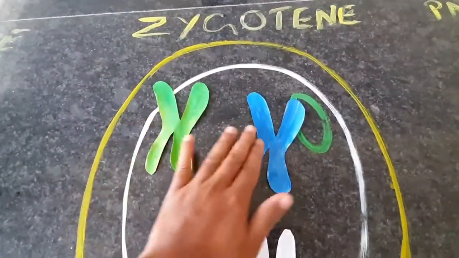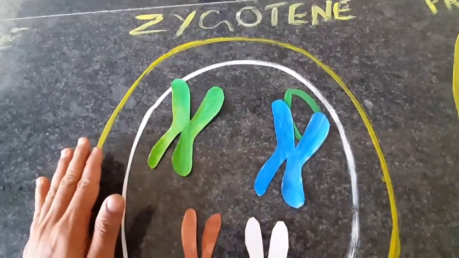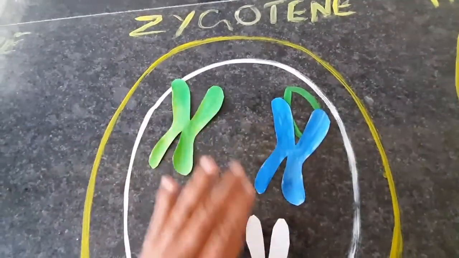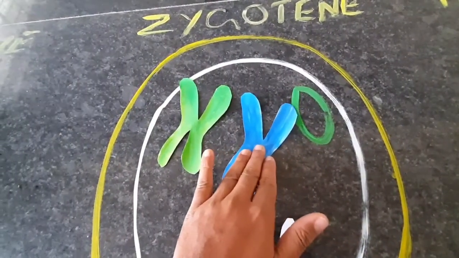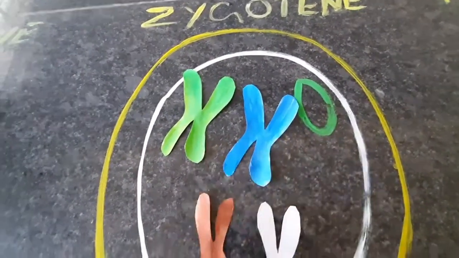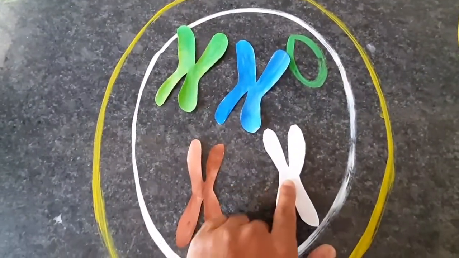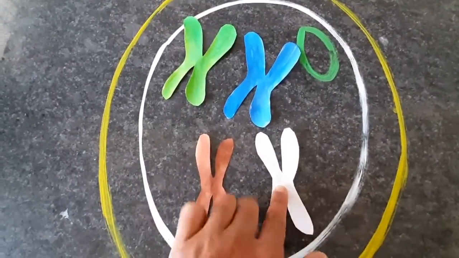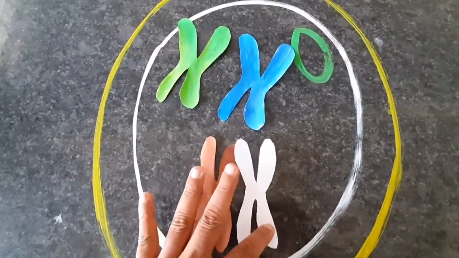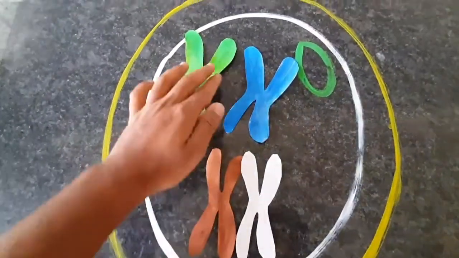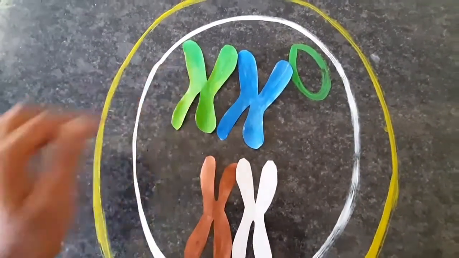What is synapsis? Let us assume that these two homologous pairs are actually at a distance. They now come very close to each other. See, this is called synapsis. Got it? Whereas this homologous pair here, the chromosomes come very close to each other and they touch. This is called synapsis. Simple? Easy? Okay. This is synapsis.